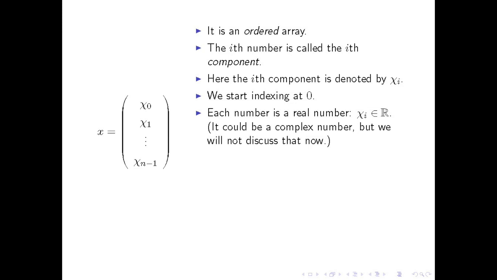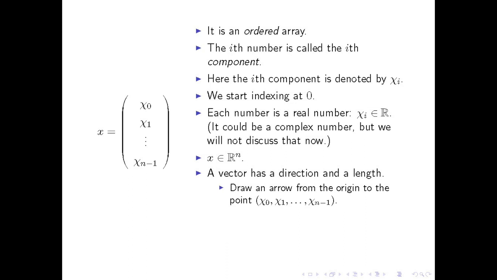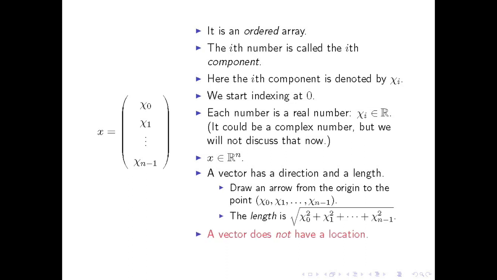To indicate that the vector x is a vector of size n with real-valued components, we will say that x is in the set R^n, which is the set of all vectors with n components. A vector written down looks like an n-tuple that denotes a point in n-dimensional space, with the coordinates of that point written as a column of numbers. However, it has a direction and a length. But, importantly, it does not have a location.